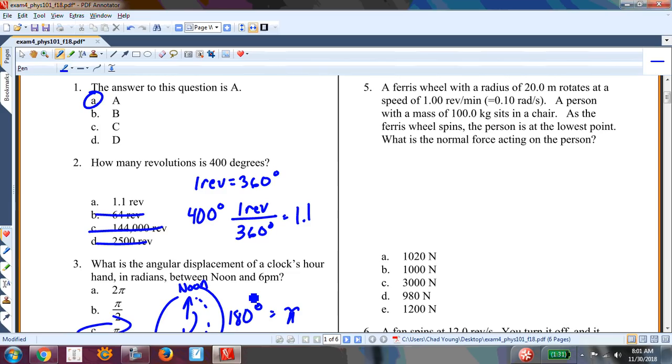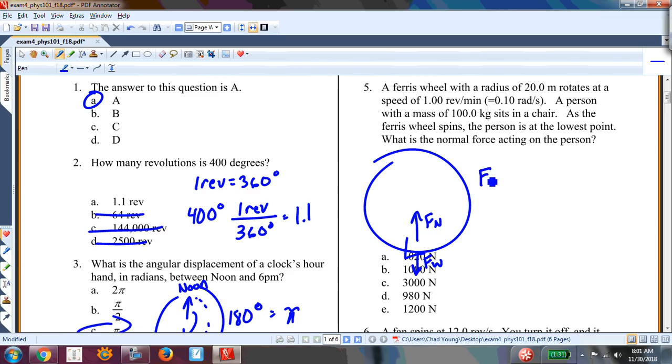Ferris wheel, the radius of 20 meters, rotates at a speed of 1 revolution per minute. Person with a mass of 100 kilograms sits in a chair. The person is at the lowest point. What is the normal force acting on the person? So here's my Ferris wheel. The forces that I have are a normal force and a weight. And so I know that the sum of the forces, Fn minus Fw, is equal to mv squared over r. That's just Newton's second law, right?